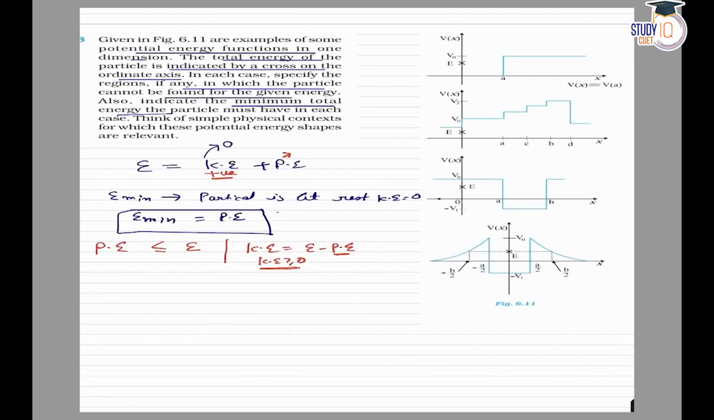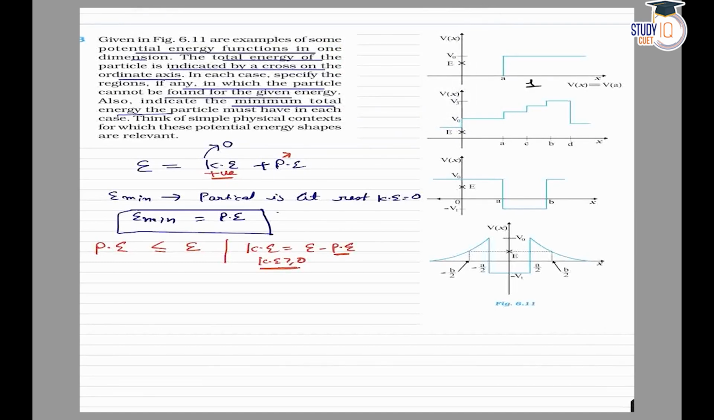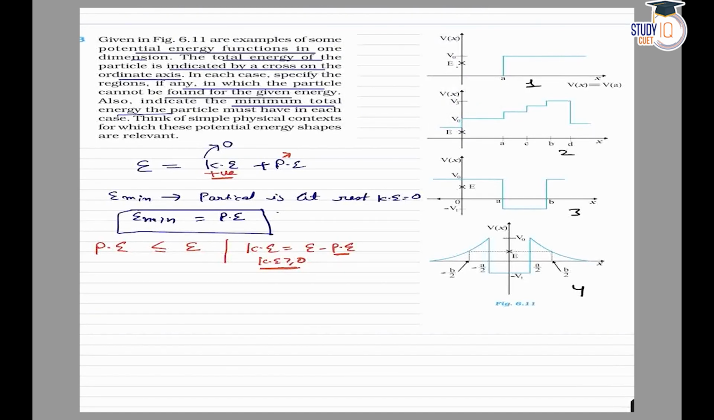Now moving to the first part, let's say this is the first part, this is the second part, this is the third, and this is the fourth. Moving to the first part, we can say that in this, the total energy of the particle is less than potential energy. From x equal to a to x equal to infinity, the total energy is less than potential energy, so this is not valid. So in this, the particle cannot exist there.